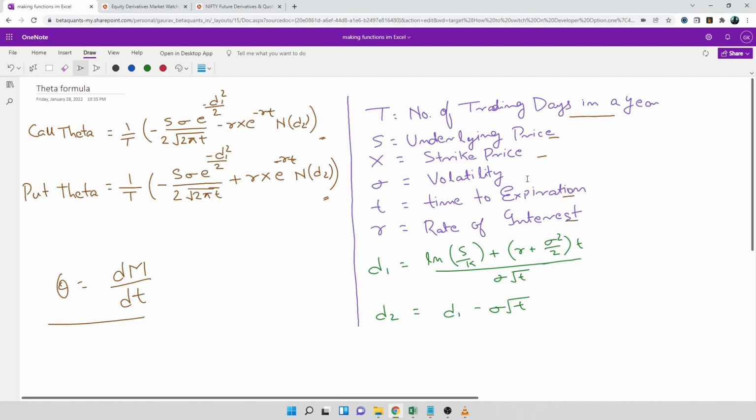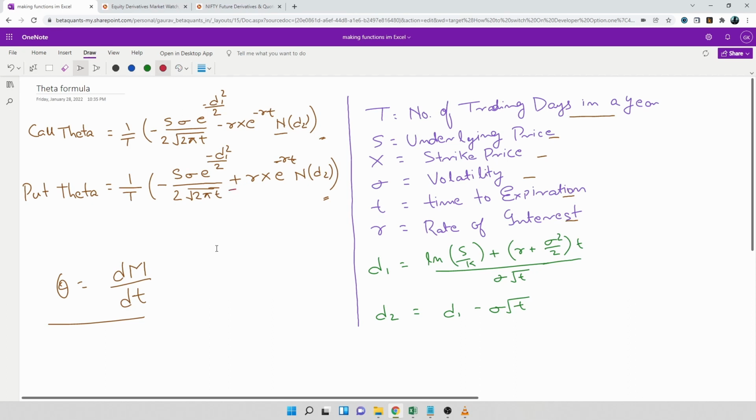sigma is volatility. So the value of call theta equals 1 over T, whole multiplied by negative of S, times sigma, times exponent of negative D1 square over 2, divided by 2 times square root of 2 pi times T, and the expression minus R times X times exponent of negative R times T, times cumulative normal distribution of D2. The value of the put theta is similar except a positive sign replaces the negative sign.